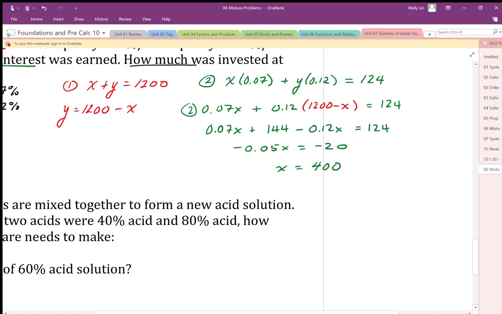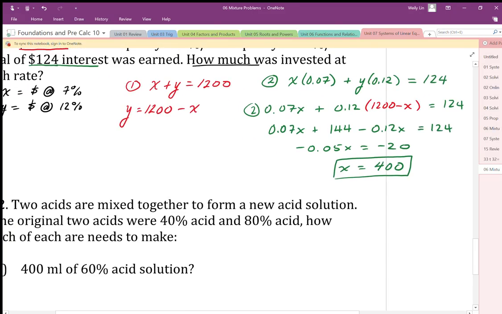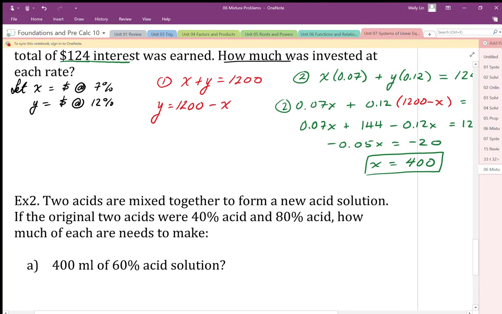I think that's correct. That is the amount of money invested at 7%. That was my x value. Then solving for my y, which is the amount I invested at 12%, is going to be the remainder, which is $800. I take away the $400 I calculated here, and the amount invested at 12% works out to be $800. So there it is.